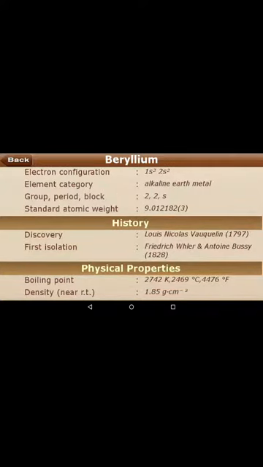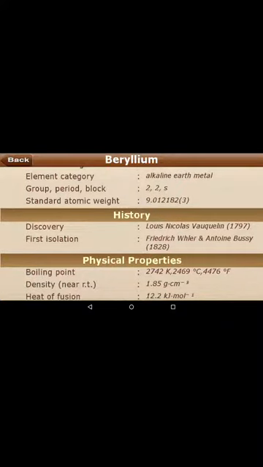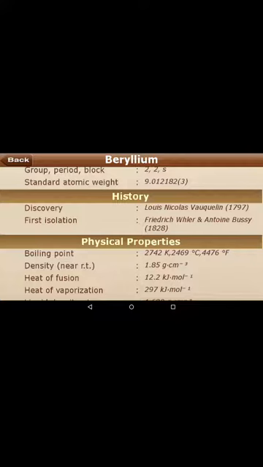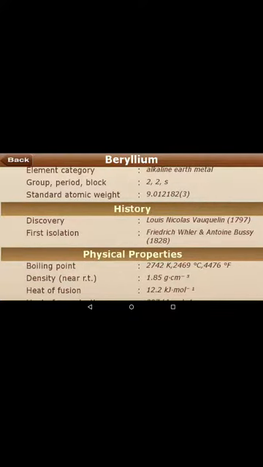Now, the element category. Beryllium is found in group 2, which means it has 2 electrons in its outer shell. Any element found in group 2 is called an alkaline earth metal. As I said earlier, it is in group 2, period 2, and block s.